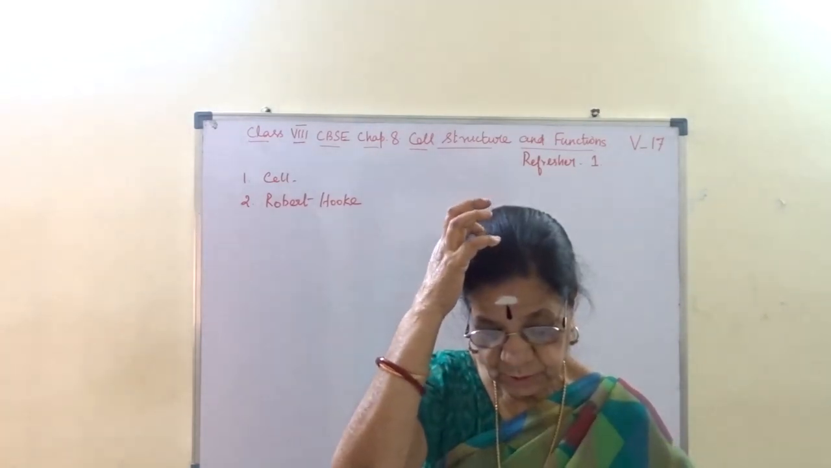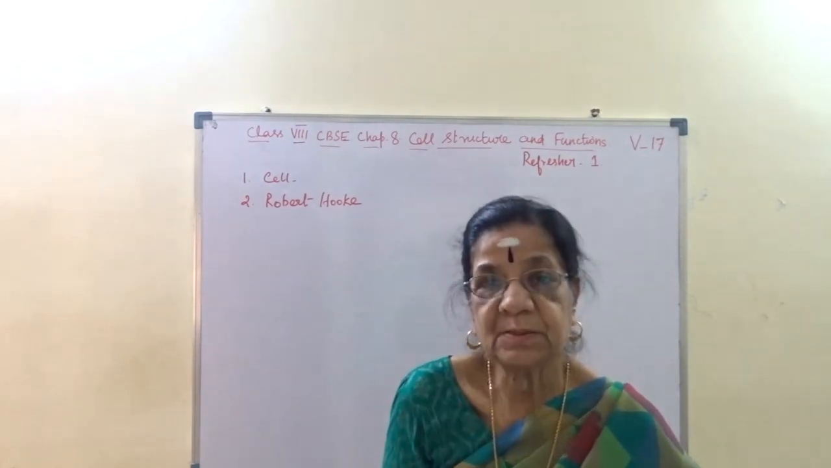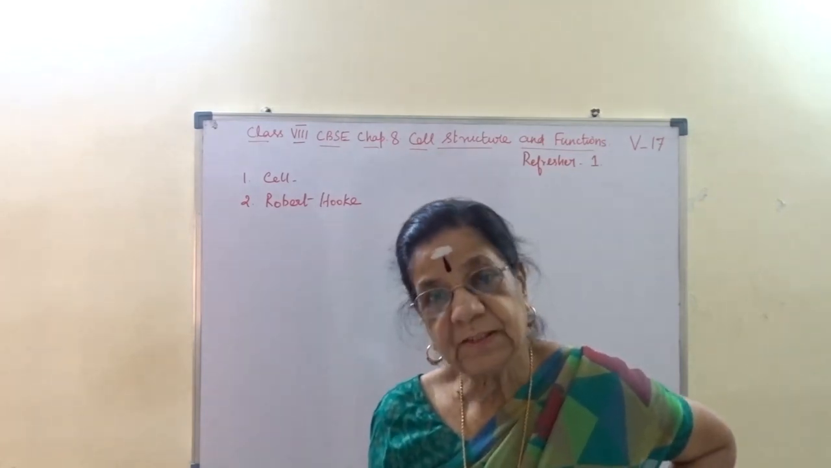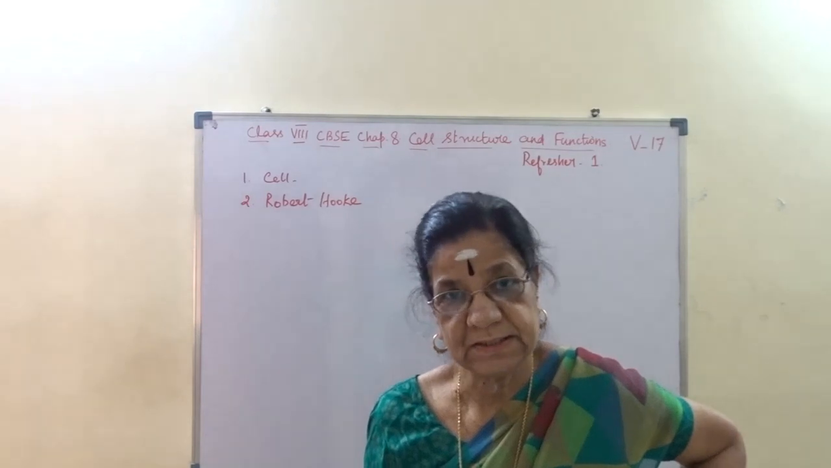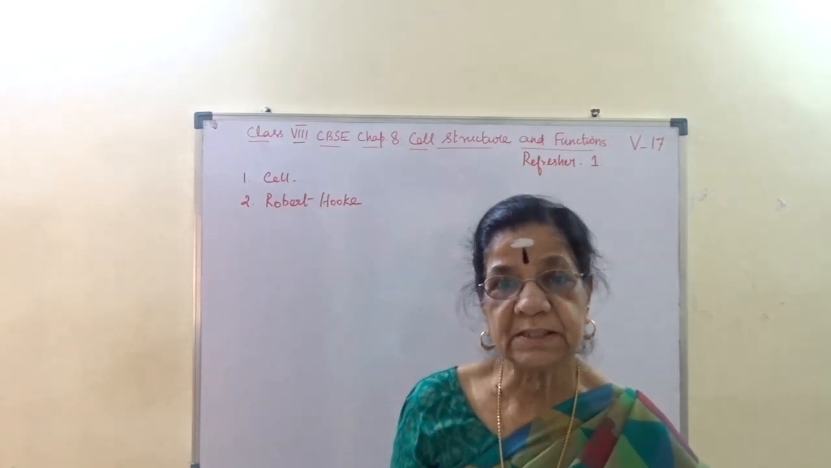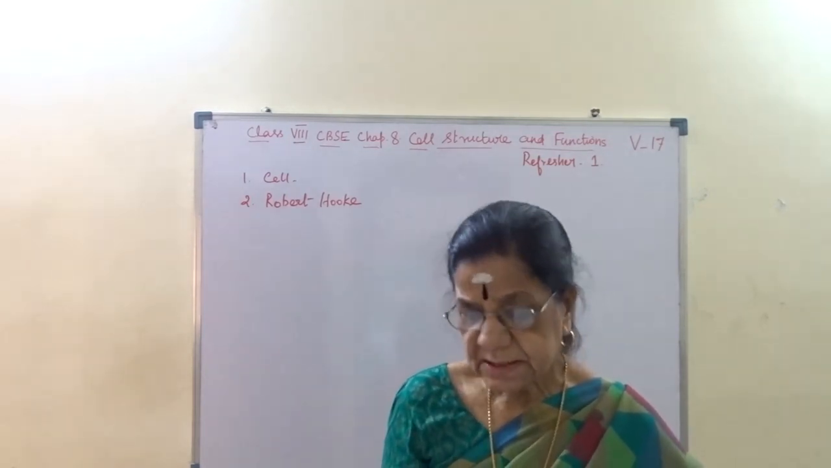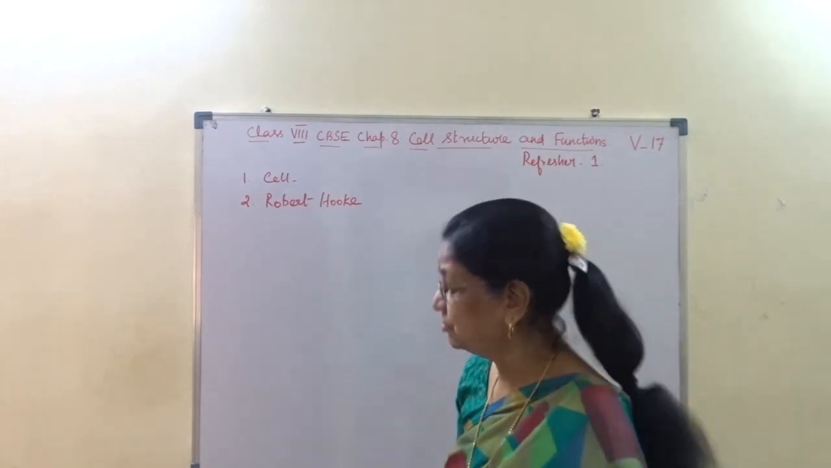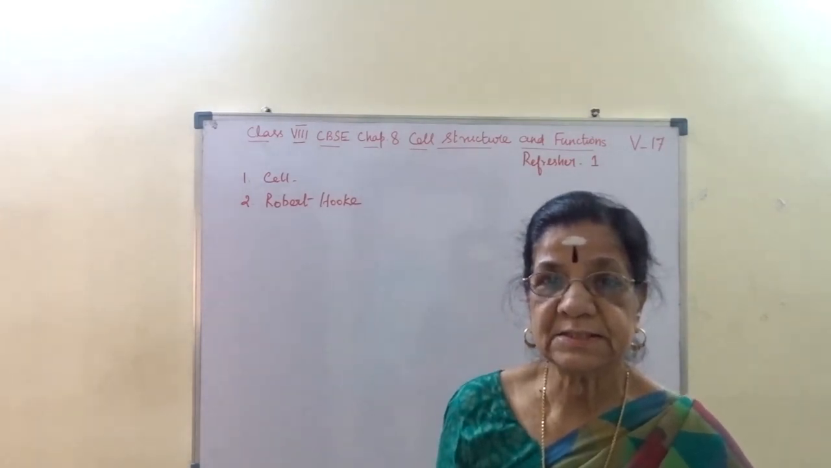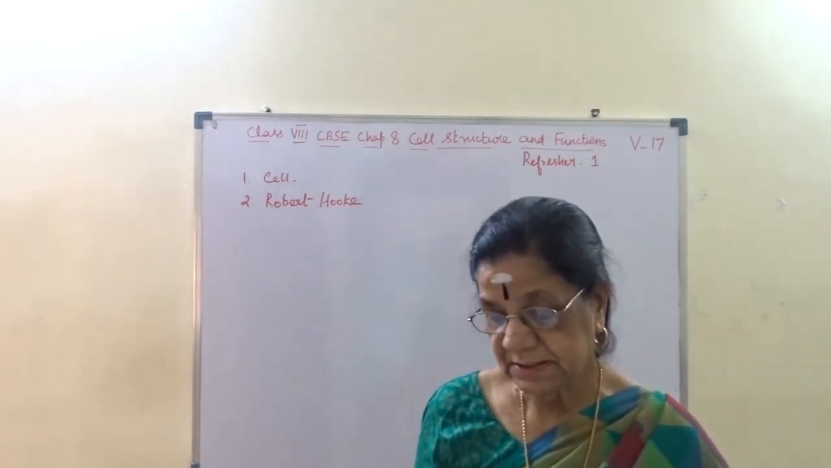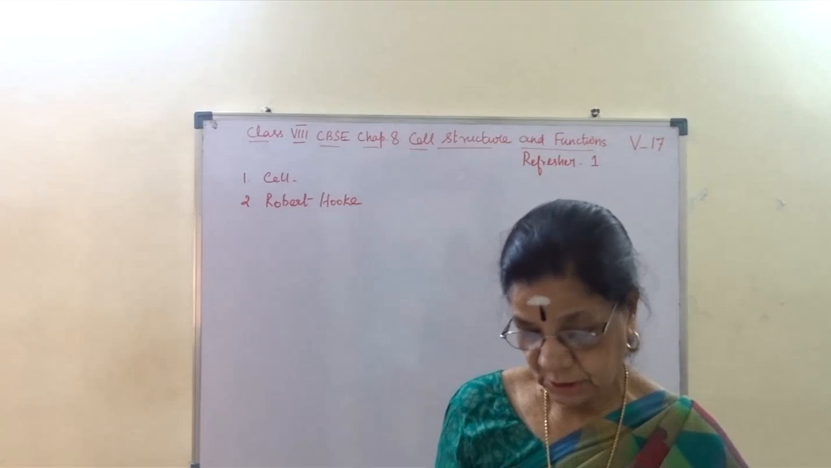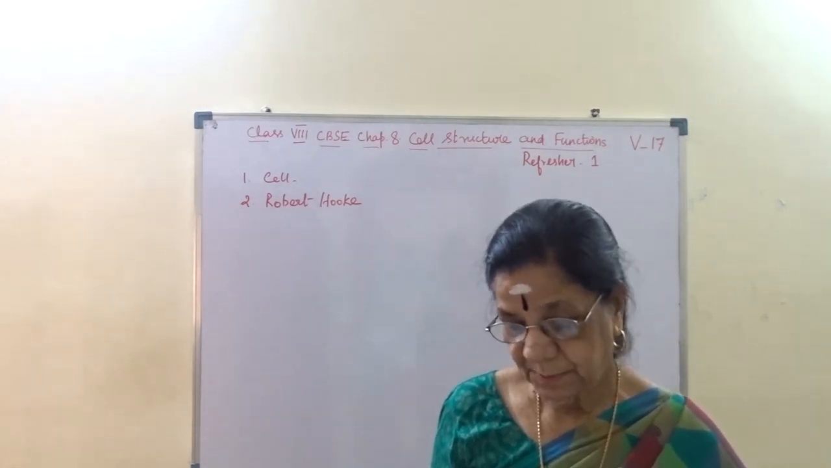Okay, so it is compared to bricks. Bricks are assembled to make a building. Similarly, cells are assembled to make the body of every organism. So this is the structural and functional unit of life. This discovery of the cell, as given in the textbook: Robert Hooke in the year 1665 observed the cells in a slice of cork like a honeycomb.